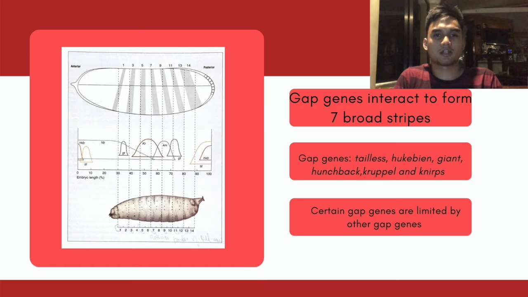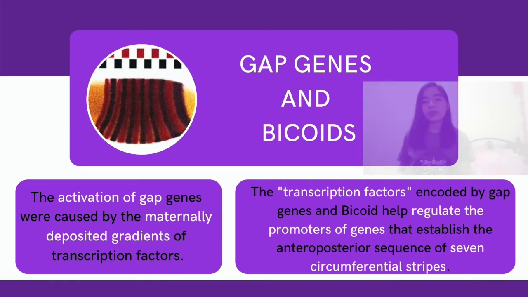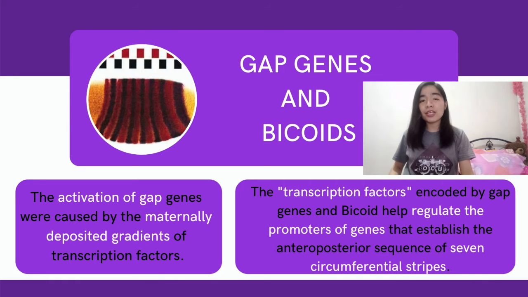Gap gene expressions are highly regulated by the concentration of other transcribed gap genes, which limit their transcription and in turn their expression and function. Pair-rule genes activated by gap genes create 7 repetitive stripes. Gap genes and bicoid: the activation of gap genes was caused by maternally deposited gradients of transcription factors. The transcription factors encoded by gap genes and bicoid help regulate the promoters of genes that establish the anterior-posterior sequence of 7 circumferential stripes, which is an important step because they comprise the basic body plan of Drosophila.